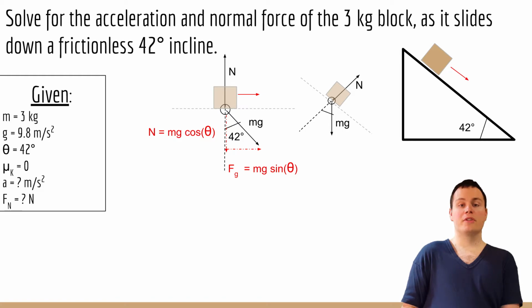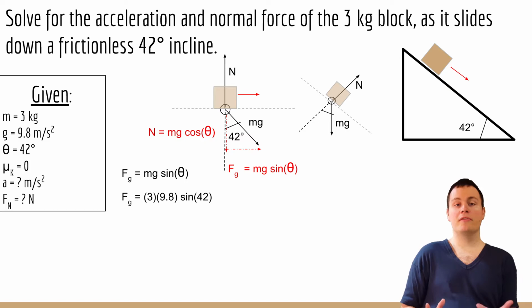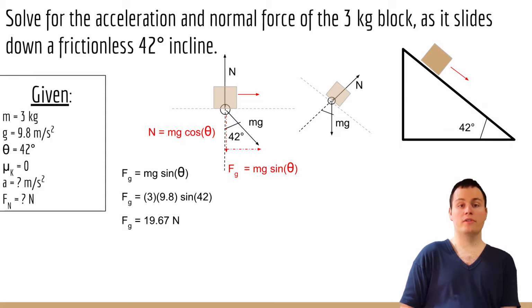First, I went about trying to solve the acceleration. And to do that, we want to find what the component of the gravity is that's pulling the block down, which we now know is the sine, and we just plug that in for mg sine of theta to find the force. And when we plug in what we know, we find that the component of gravity that is pulling the block down is equal to 19.67 newtons.